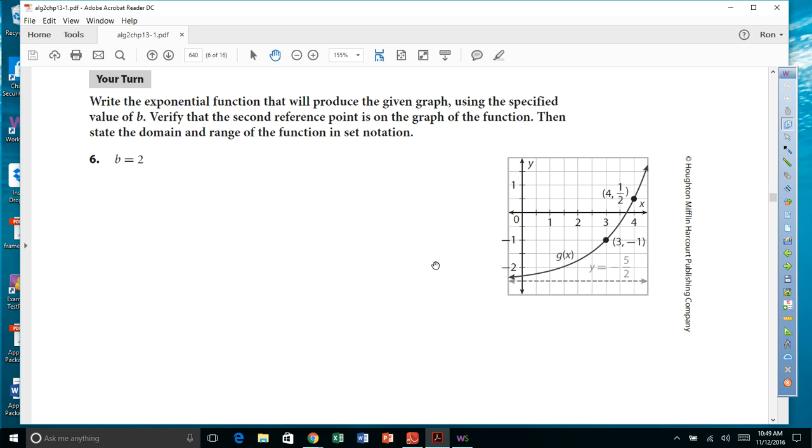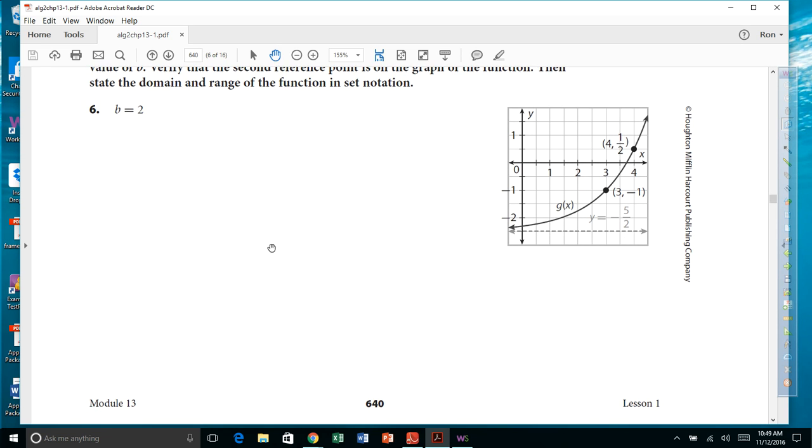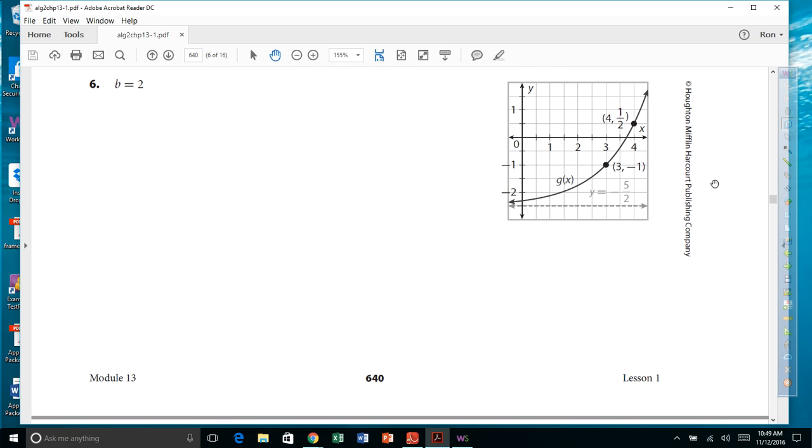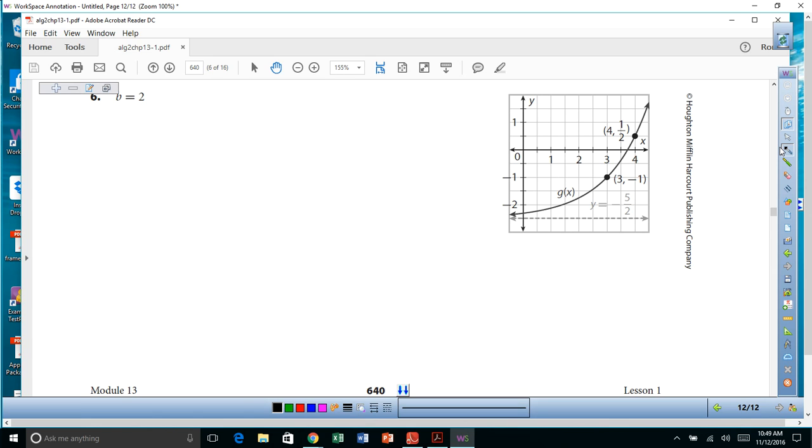All right, our turn. Write the exponential function that will produce the given graph using the specified value of b. Verify that the second reference point is on the graph of the function. Then state the domain and range of the function in set notation. All right, so what do we got here? Well, the asymptote, and you can see it gives you the asymptote, and that's going to be y equals -5/2, and that tells you that k equals -5/2.